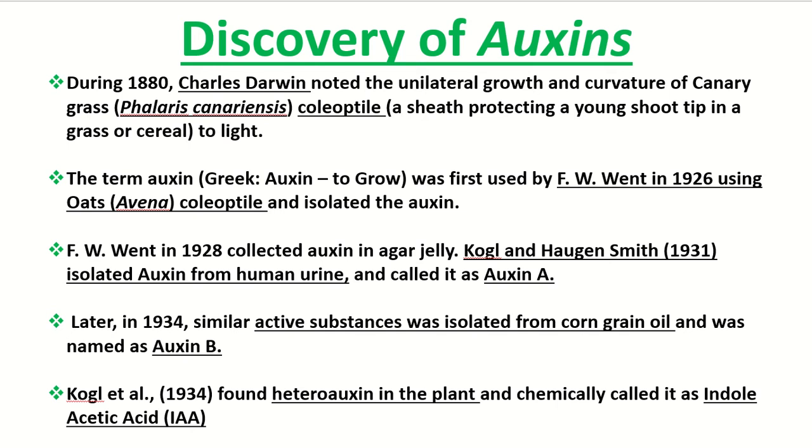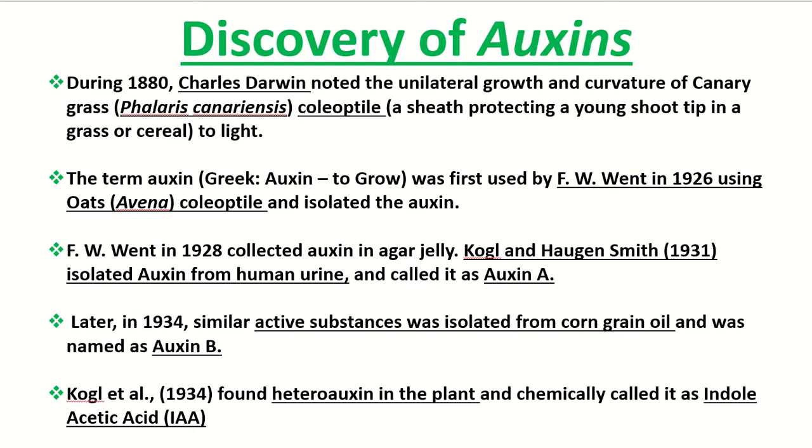First, we will discuss the discovery of auxin, the persons involved in the discovery of auxin, and the isolation of auxin. In 1880, Charles Darwin found the unilateral growth of canary grass coleoptile. Coleoptile is a sheath-like structure which protects the young shoot tip in grass and cereal. This coleoptile growth in response to light is unilateral. From that, Charles Darwin found the activity of auxin.